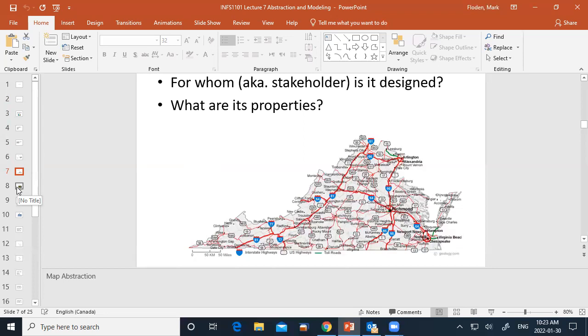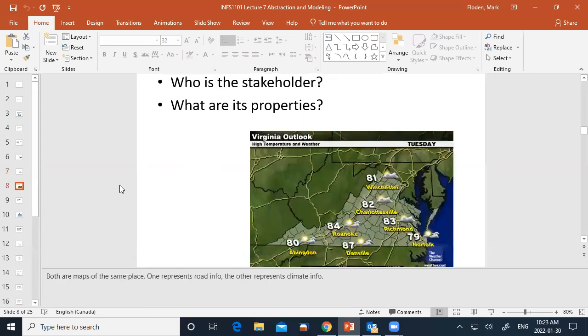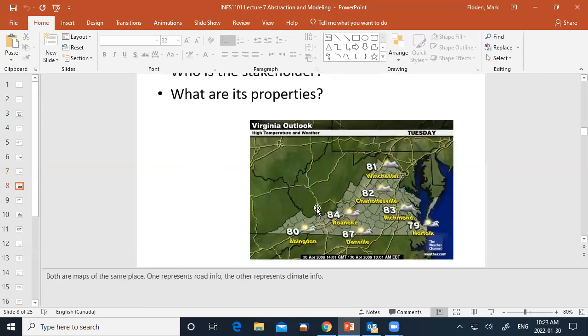So they need to know what line they're on, and they need to know where the station is on. And there we have it. So here's another map. Actually, this is Virginia as well, but you see the shape seems to have changed a bit, and this is a weather map.